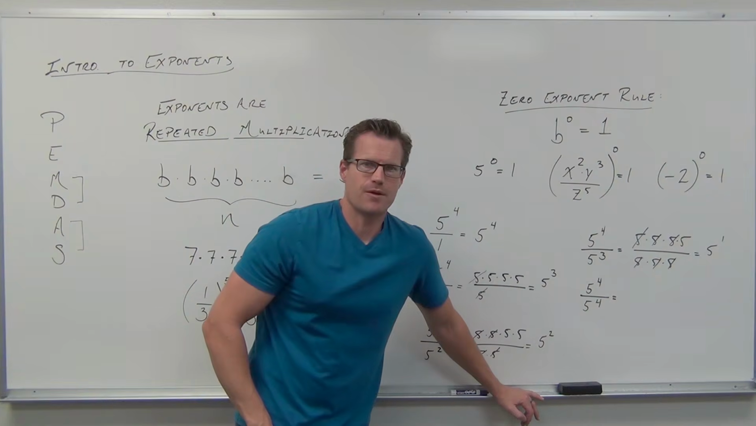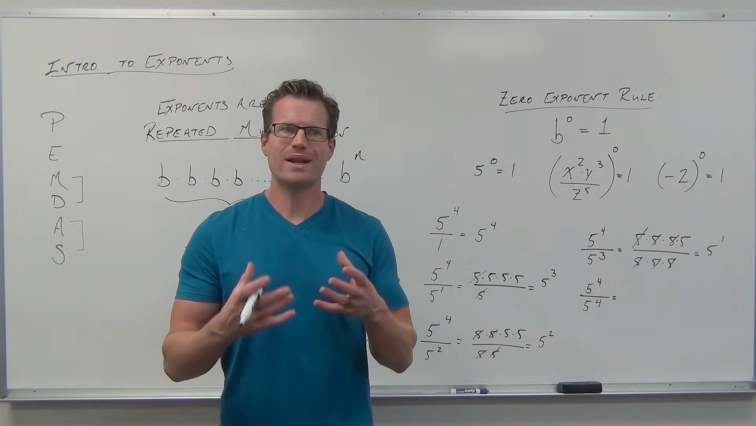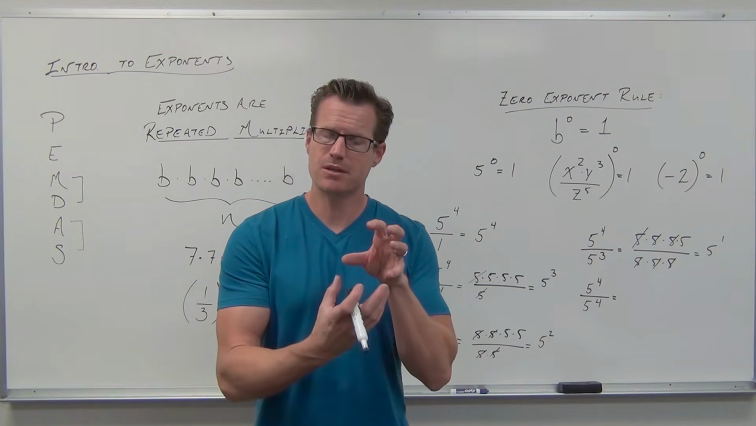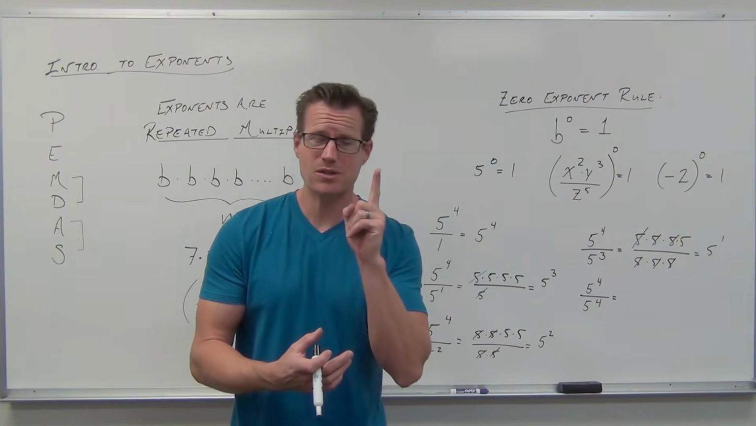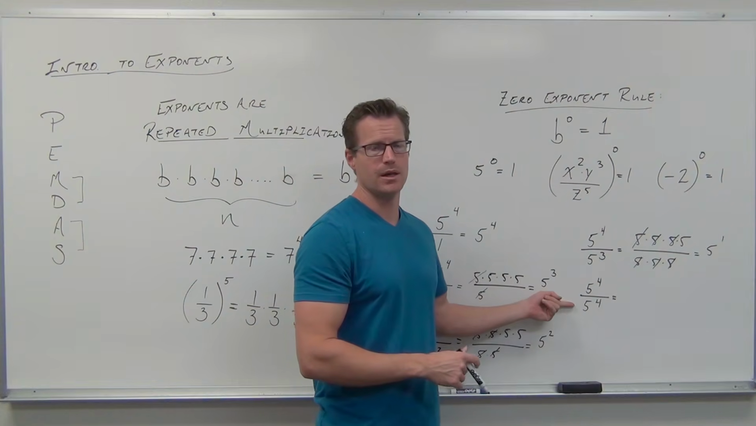5 to the 4th divided by 5 to the 4th. Now listen, before you even jump to this conclusion, what's it going to be? What is something divided by itself? No matter what it is, as long as it's not 0, something divided by itself is 1. I know the answer to this question is 1. I know at 5 to the 4th over 5 to the 4th that you're going to get 1.